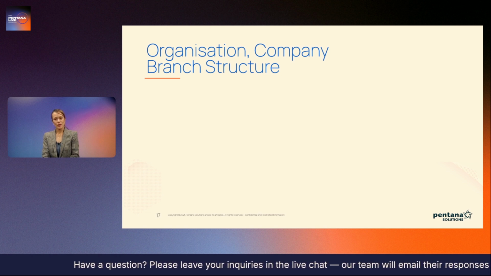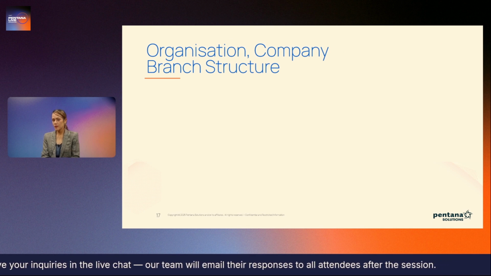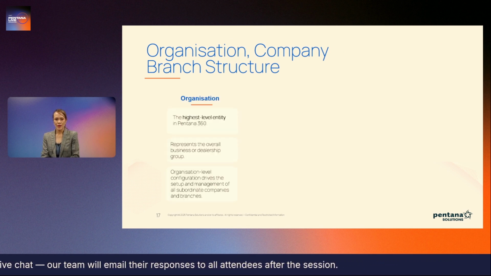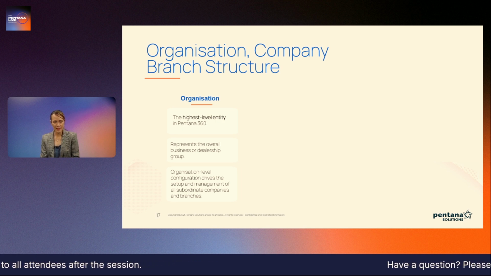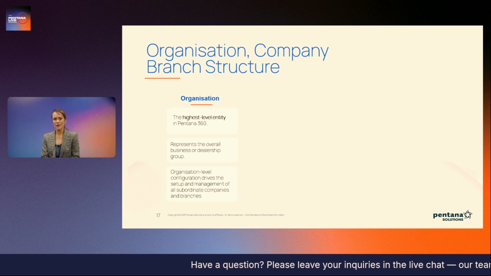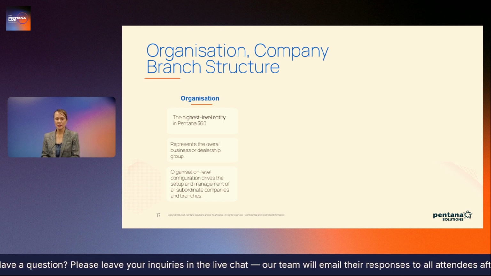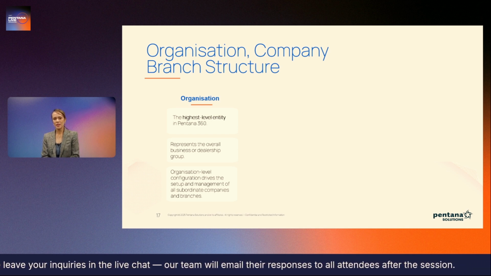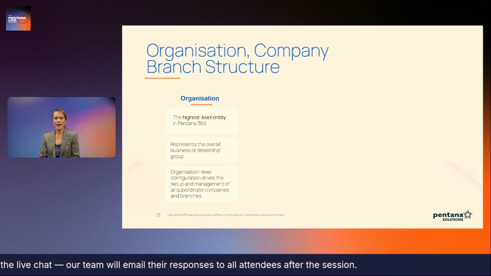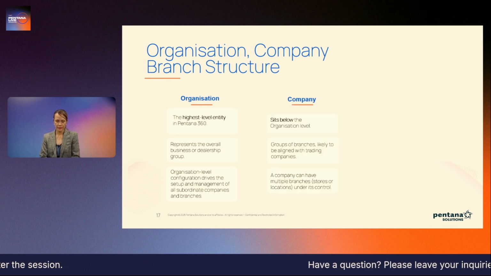Let's step through the 3 levels from top to bottom and relate them back to a typical dealership group. Organization. This is the highest level entity in Pentana 360. It represents your overall business or dealership group. Organization level configuration flows down to all companies and branches. Organization admins work at this level. They have the broadest access, including high-level configuration and data management.